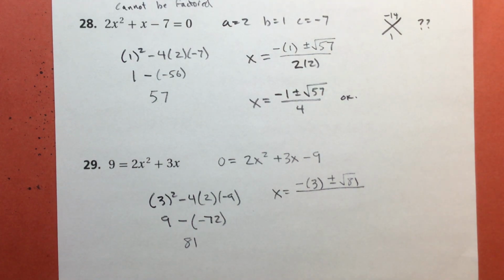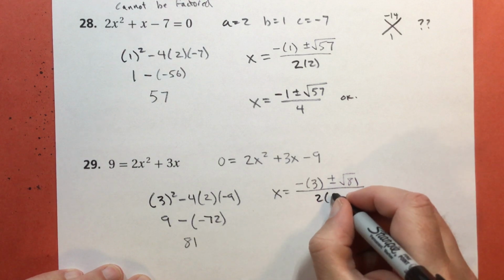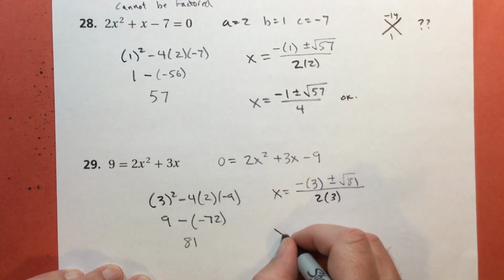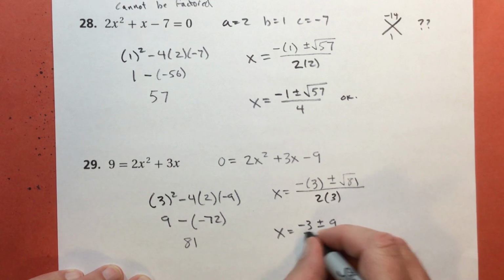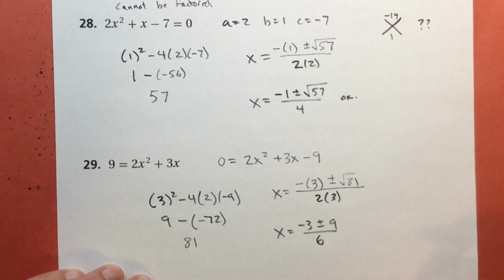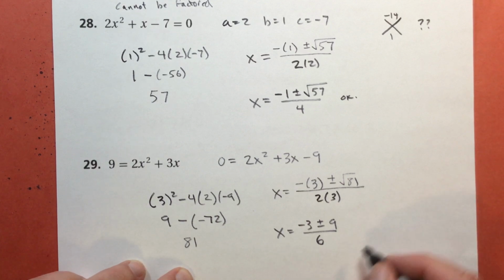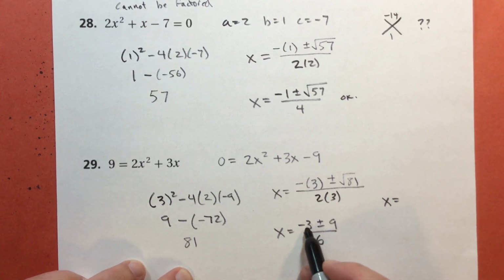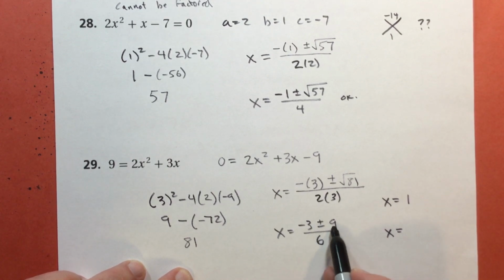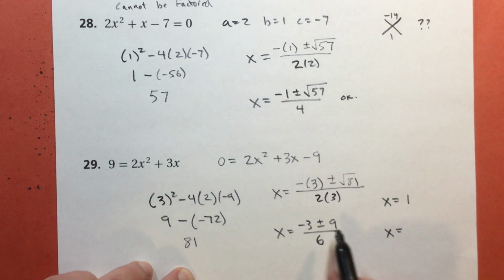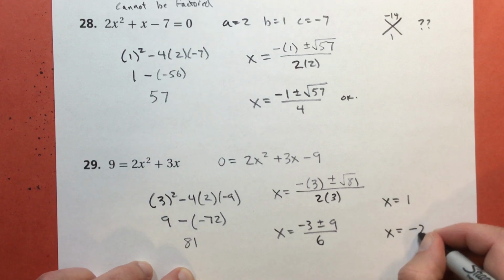So close. I'm almost done with this video. All over 2 times 3. This is negative 3 plus or minus 9 all over 6. And negative 3 plus 9 is 6. 6 divided by 6 equals 1. And negative 3 minus 9 is negative 12. Negative 12 divided by 6 is negative 2.